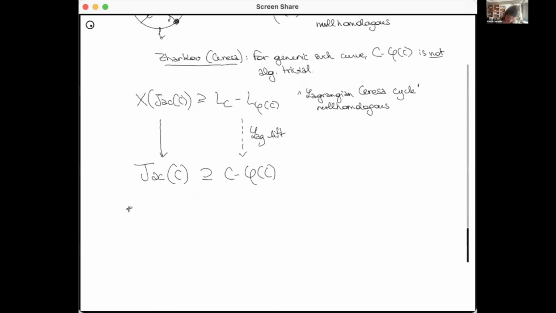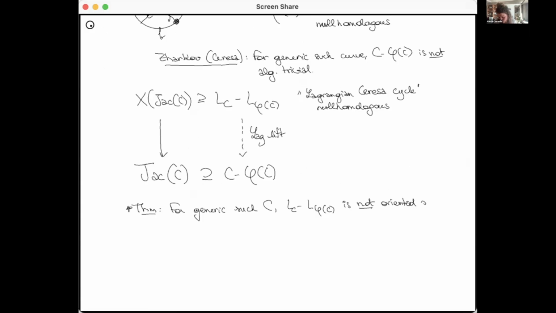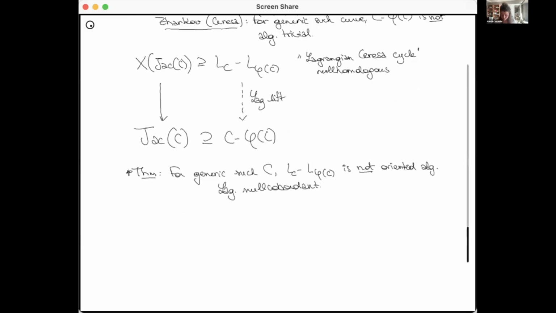So the theorem that you prove from here is that for a generic such curve, LC minus L5C is not, and here again I need to add the word oriented, algebraic Lagrangian null cobordant. Let me see. I have a few minutes left, so in these few minutes I'm going to explain how the proof works. So, a sketch of the proof.